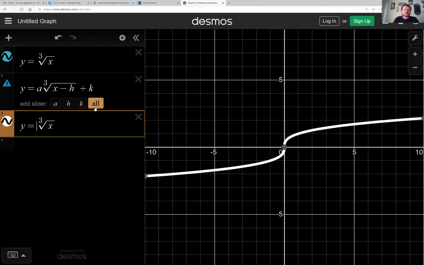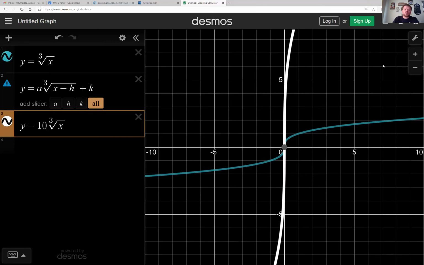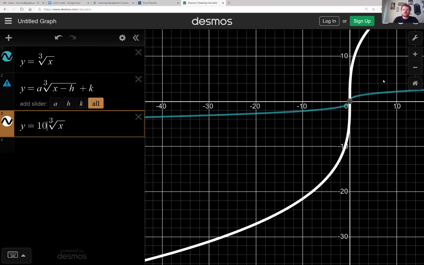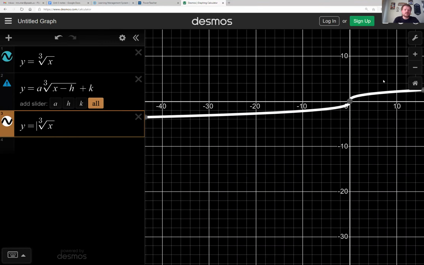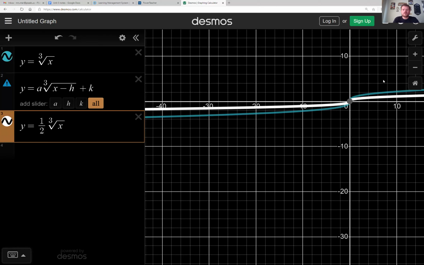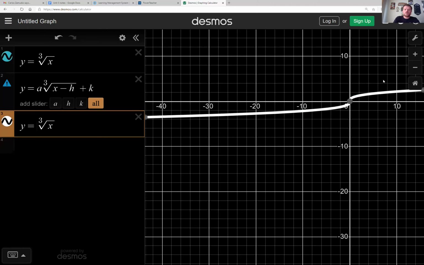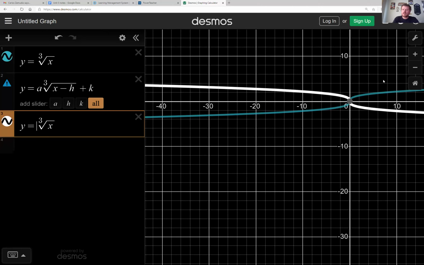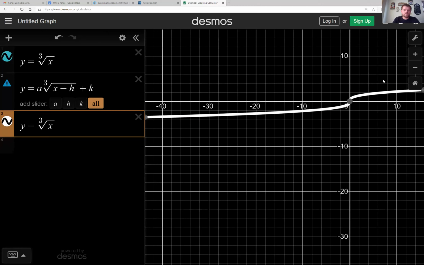You're going to see the same changes with a. As I increase a, 2, 4, 10, it makes the graph increase more quickly. It's increasing by a factor of whatever that a value is. And if I have a value less than 1 here, then it's increasing more slowly. So it would change it as so. And of course, if I have a negative sign, it's going to reflect it, just like any other function family that we've talked about.